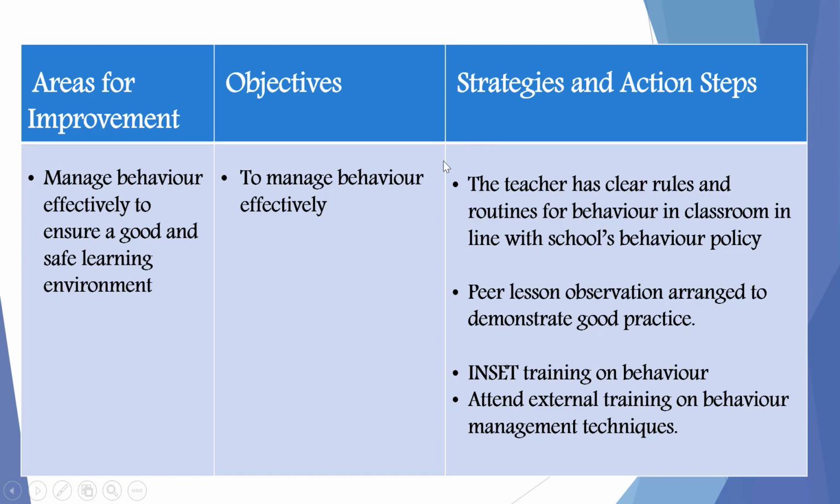The strategies to achieve that are: the teacher has clear rules. Having clear rules and clear consequences for not following the rules is very important for that. So the teacher has clear rules and routines for behavior in the classroom in line with the school's behavior policy. Peer lesson observation is arranged to demonstrate good practice.